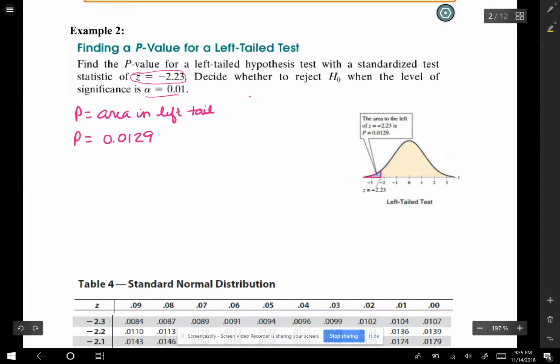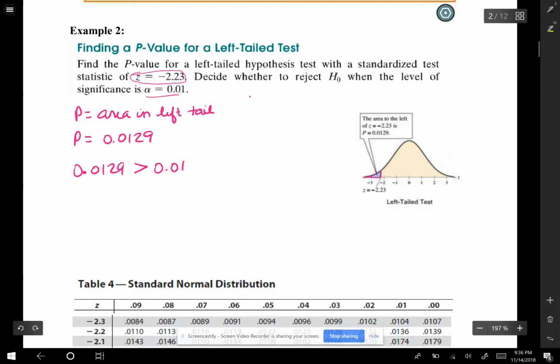And then what we're going to do after we've found our p-value, so this is actually really easy because it goes back just to using that table. And then once we've found the p-value, we're just going to add another step to it. We're going to compare the p-value to the level of significance. So once we've done that, we're going to make that comparison of 0.0129 compared to 0.01. So 0.0129 is just a little bit bigger than 0.01.